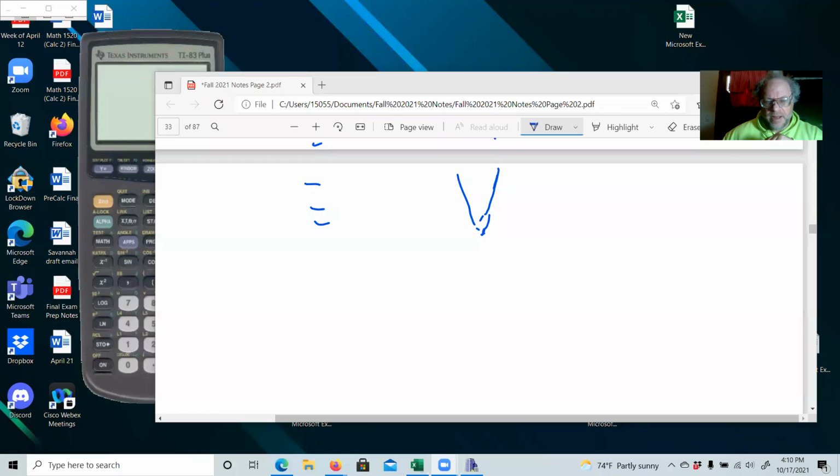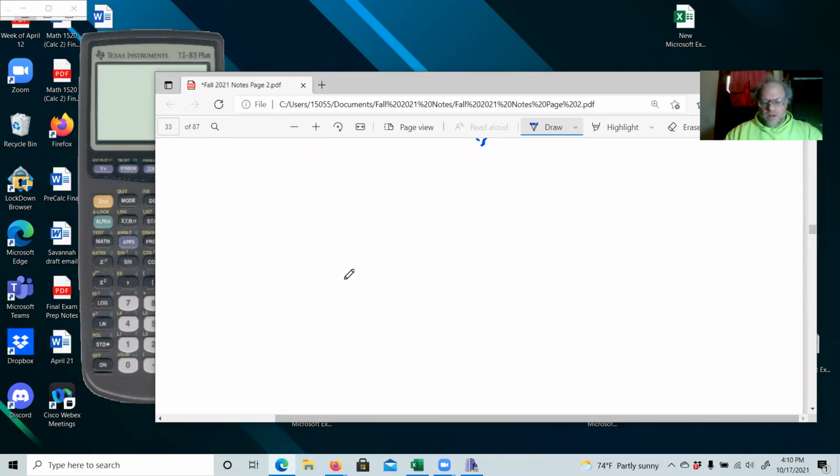So today we are going to be talking about graphs of other trigonometric functions. Let me go ahead and share my screen. Today we're going to talk about secant and cosecant, at least at first.